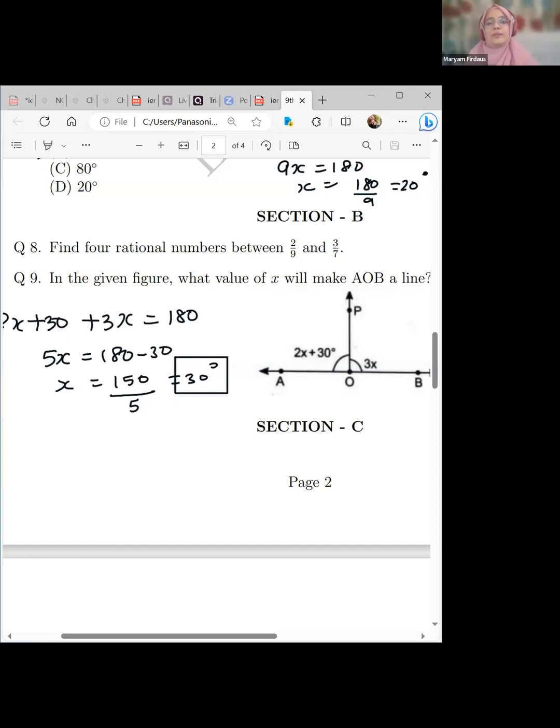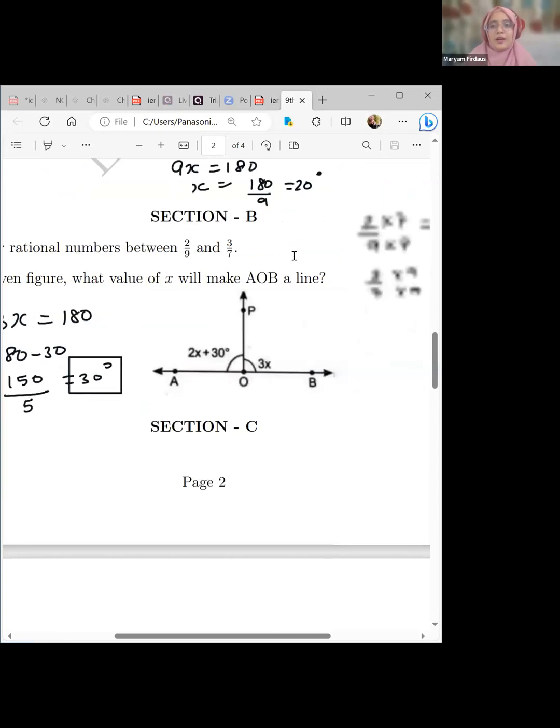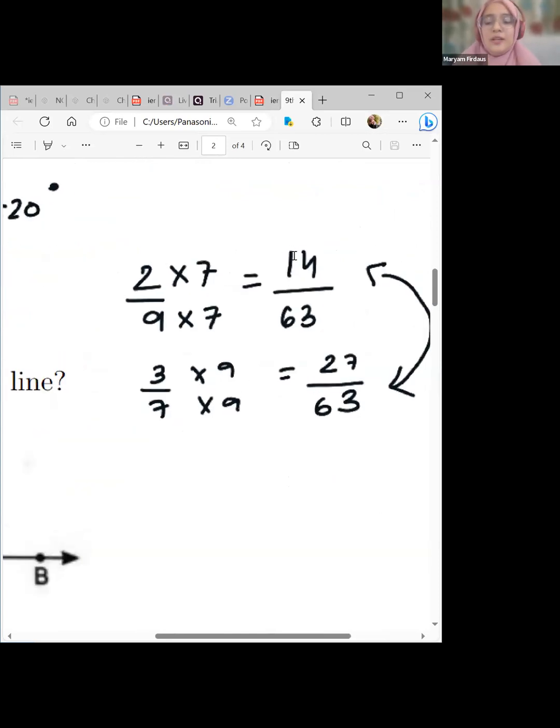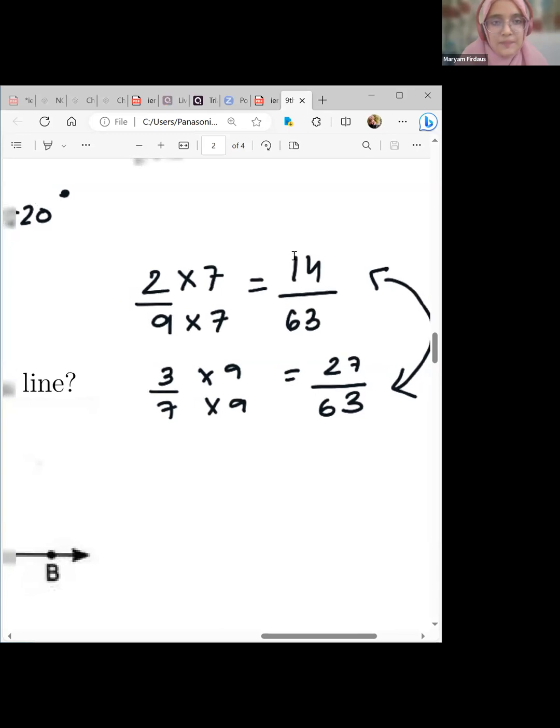Fine. So this one is going to be pretty simple. What you'll have to do is just make both of them the same denominator. We know that 9 into 7 is 63, so we tried to make both of them 63. So it became 14/63 and 27/63. So 2/9 is basically 14/63 and 3/7 is 27/63. Now you can very easily find 4 numbers between these two fractions. Yes, Avni? Yes, ma'am. Is that clear?